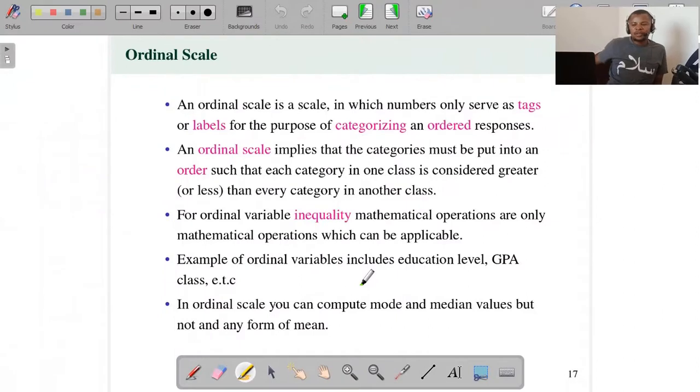Since it is possible, it means only the mode measure of central tendency can be computed. So do not expect to obtain median or mean under the nominal scale of measurement. I think I made myself clear at this point. Now I can move to another scale, which is the ordinal scale.